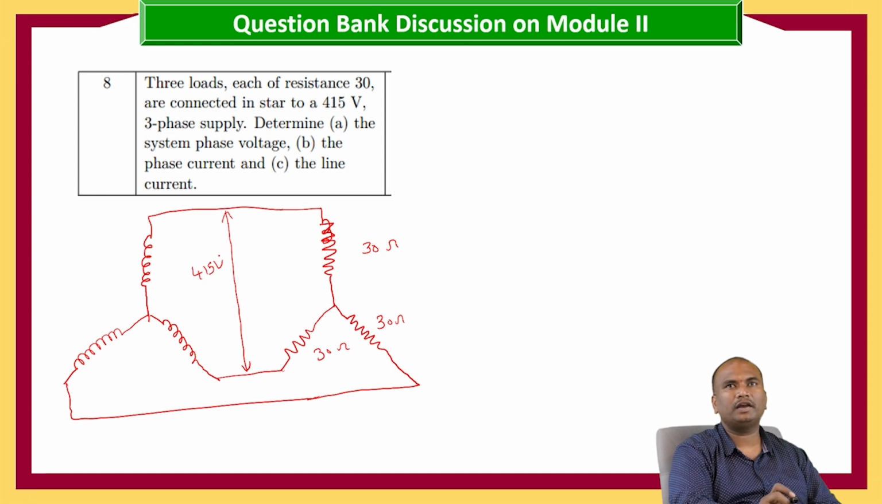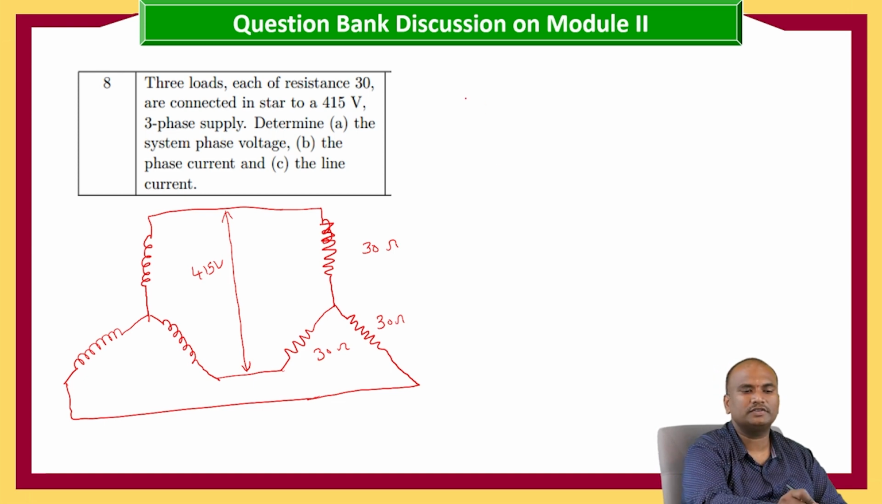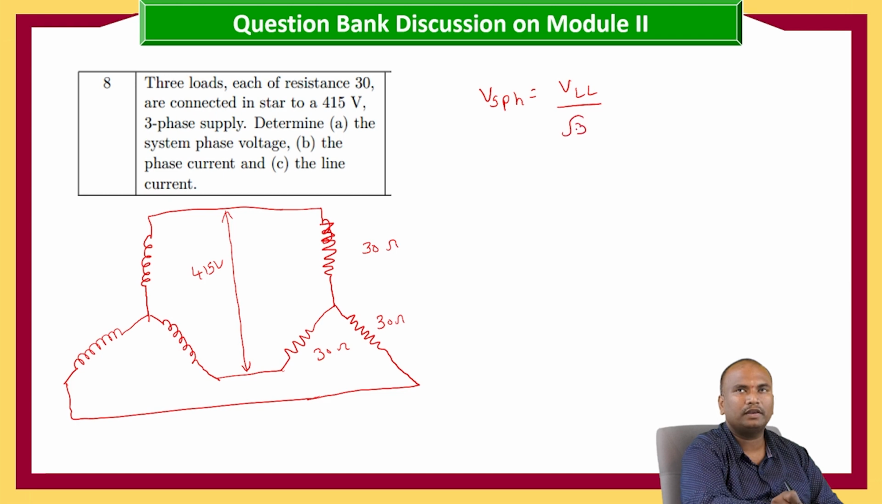Now we need to determine the system phase voltage. System phase voltage Vs phase is equal to V line to line by root 3, which is equal to 415 by root 3, which gives us 240 volts.